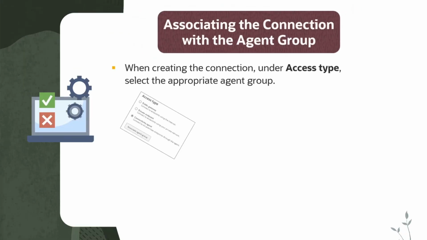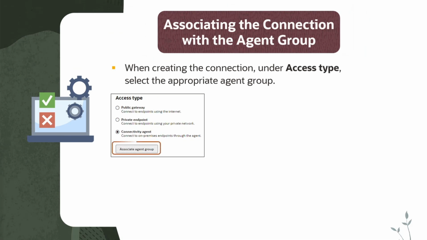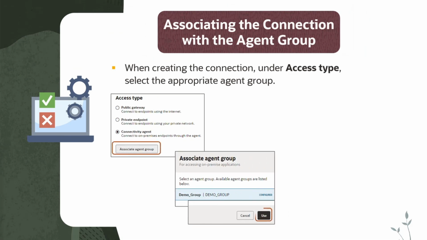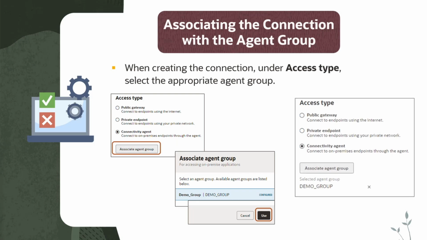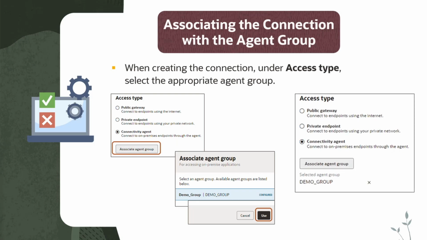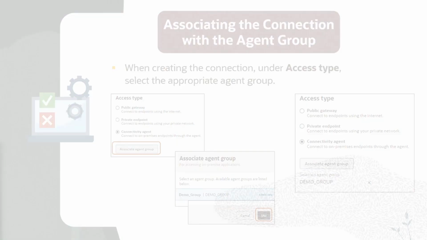Finally, a quick note for integration developers. Now that the agent is running, when defining the connection resource in the OIC console, choose Connectivity Agent as the access type option, then select to use the appropriate agent group. When testing the connection, OIC will attempt to access that resource by queuing a design time message for the associated connectivity agent to see if it can connect to the resource. If so, the test is successful.